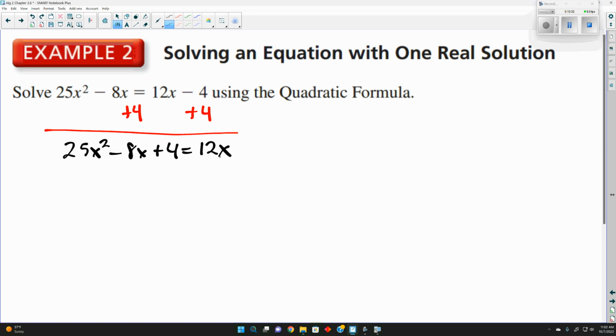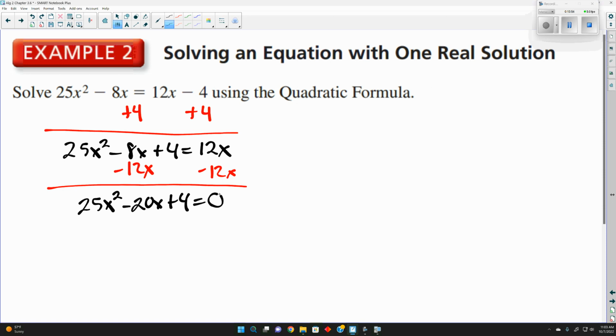So now we can start plugging this into the quadratic equation, yes? No, what do we need it equal to? 0. So this time we need to subtract the 12x, which will tell us that 25x squared minus 20x plus 4 is equal to 0. Now we have it equal to 0.